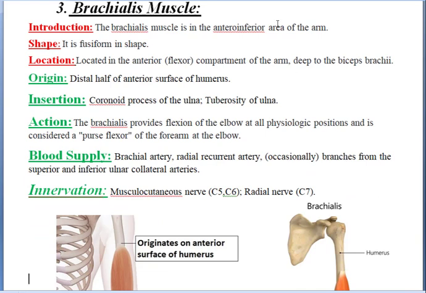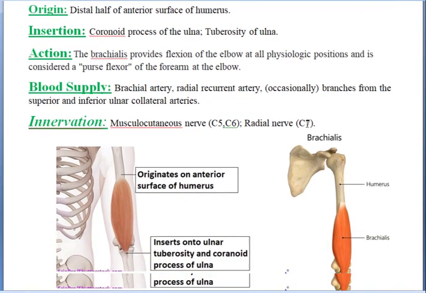The brachialis muscle is in the anterior inferior area of the arm. Its shape is fusiform. It is located in the anterior, meaning flexor, compartment of the arm, deep to the biceps brachii. Where does it arise? It gets its origin from the distal half of the anterior surface of the humerus.